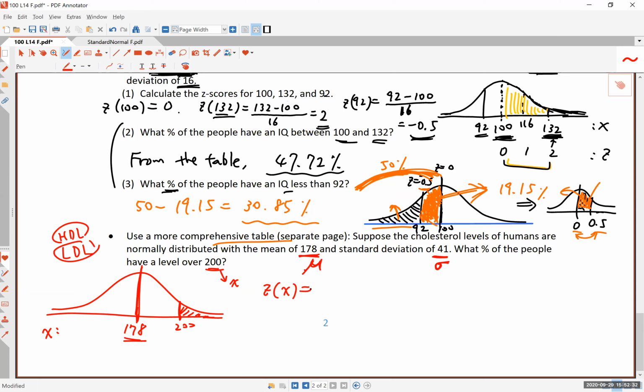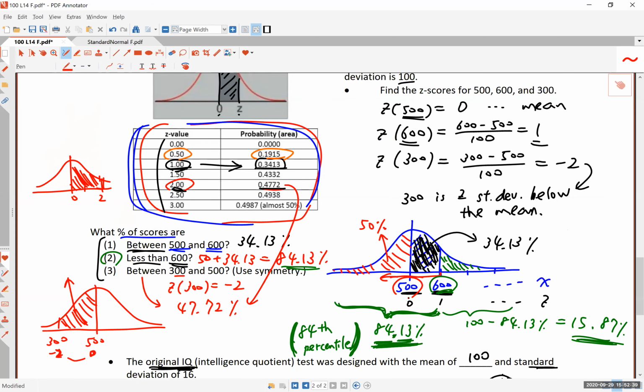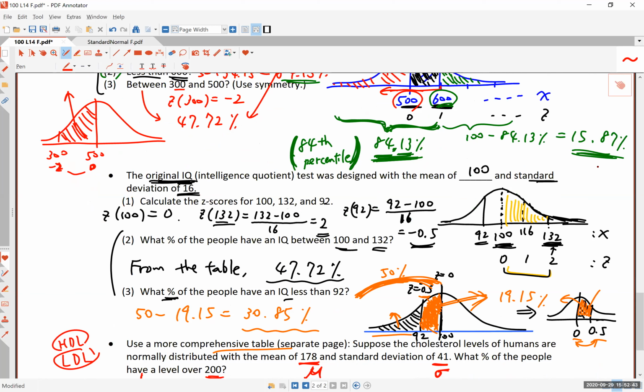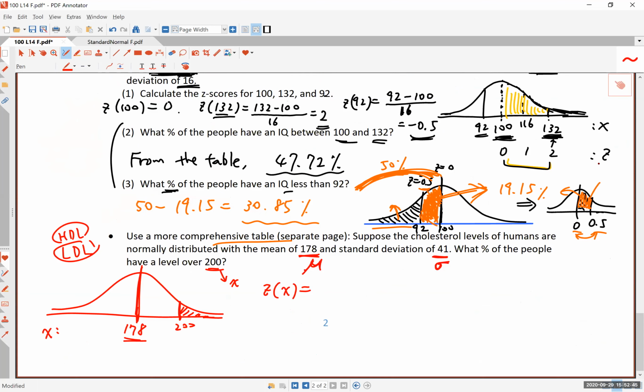And notice here, by the way, all these X values are different. The average on the first one, SAT, was 500. And for the IQ test, that was 100. And now we have an average of 178. And that's why we have to normalize using the Z values in order to find the answers using this table.